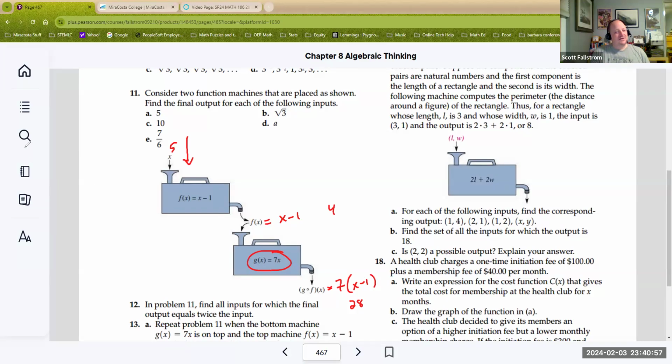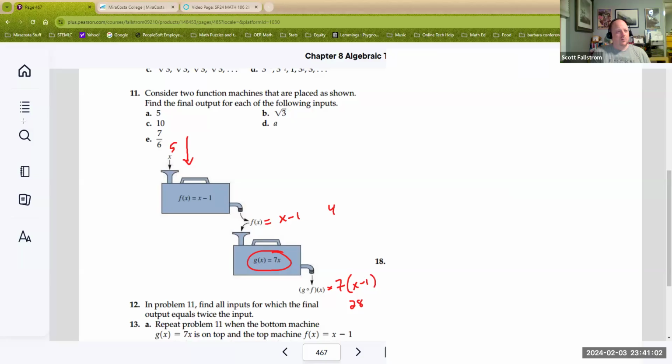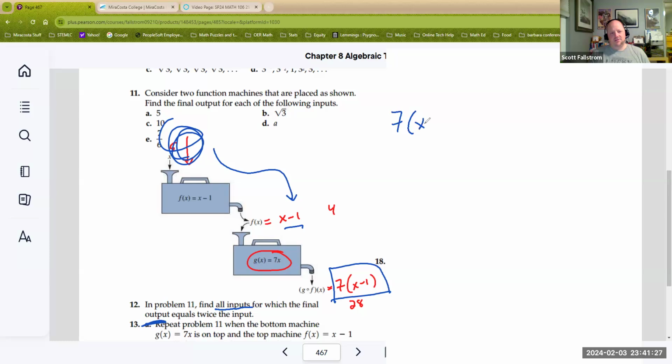However, question 12 says something a little bit different. Now let's read it carefully and see if we can pick up on what they're laying down. All right, so what does it say? It says find all inputs, the stuff way up here at the top, for which the final output, let's pause for a second, the final output, not the intermediate output, the final output. So the final output we know is 7 parentheses x minus 1. That's the final output. And it says it has to equal twice the input.